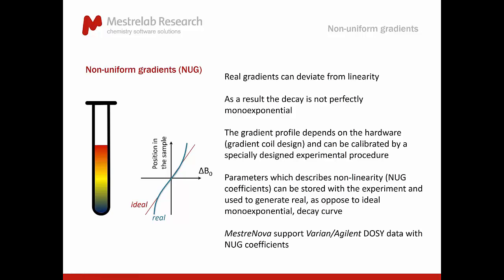And if there is an ability to use this decay function to analyze our data, that should improve our final results. I will talk about that a little bit later. So at the moment, MestReNova supports Varian, Agilent, and DOSY, mostly because we know how they store the NUG coefficients, where to find them, and how to construct the final function. But basically, the idea is the same for other vendors, and as soon as we start to see much data coming from other vendors using this approach, we can incorporate support for this technique as well.